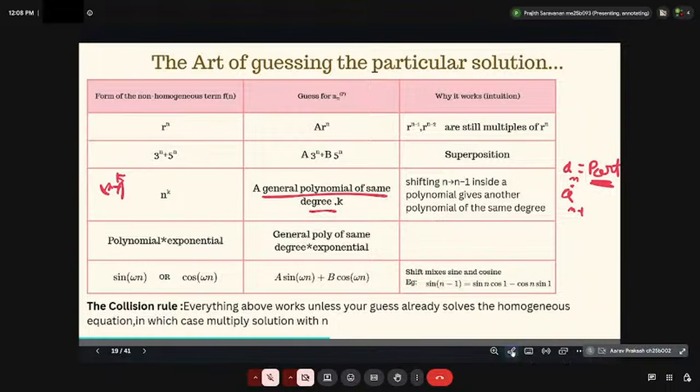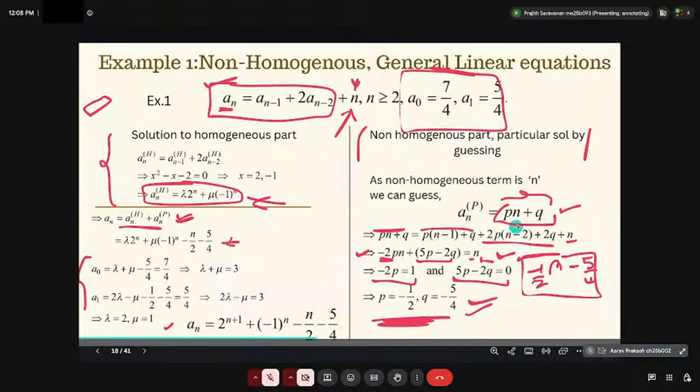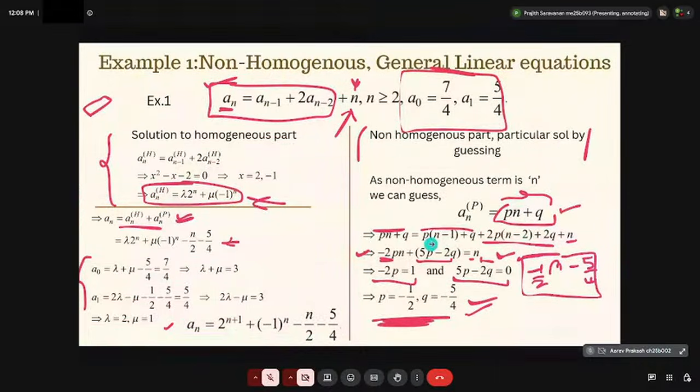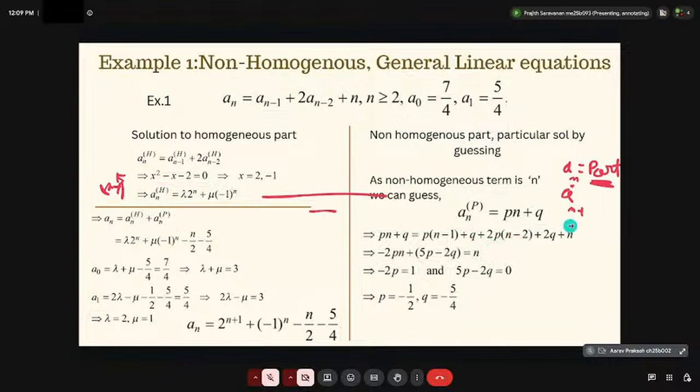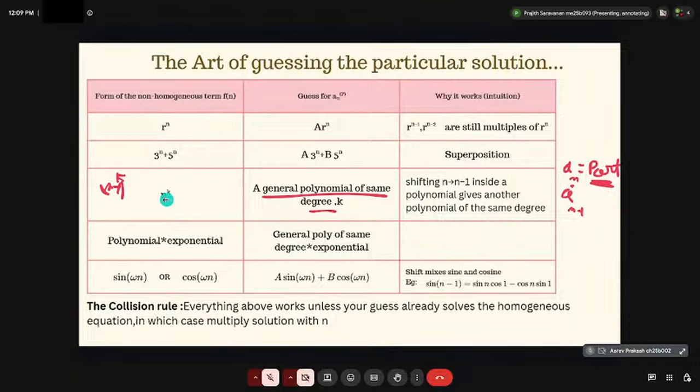If you see back here, when you put this back here, we got p(n minus 1), (n minus 2). Because of these terms, you will also get a constant term. If you multiply p and (n minus 2), you're going to get a constant term, right? Over here, for second degree, for example, you will get the first degree term as well. So you cannot just guess n power k, you also guess n power (k minus 1), n power (k minus 2). So that's a general polynomial. That's your intuition.